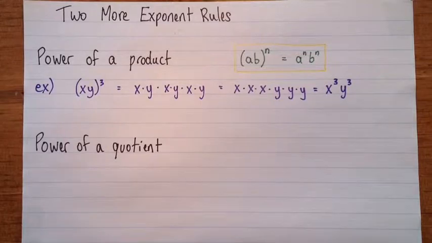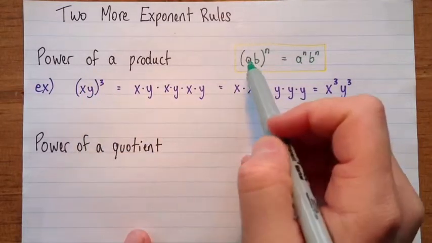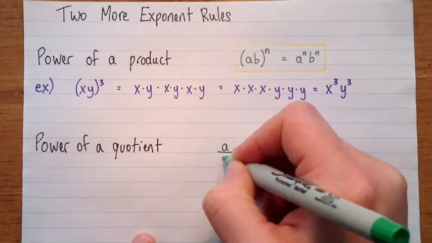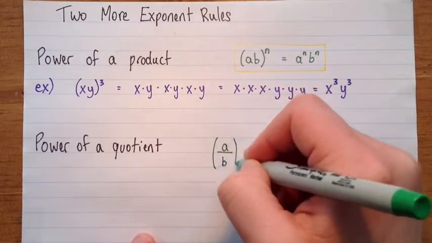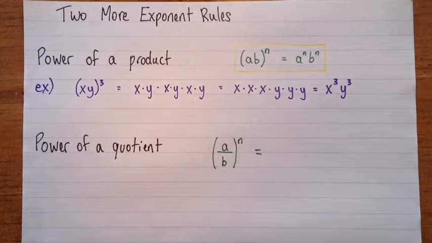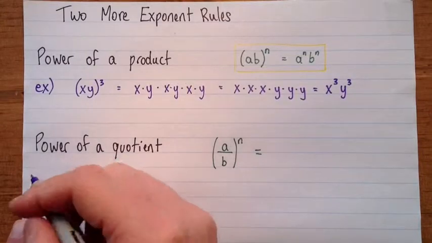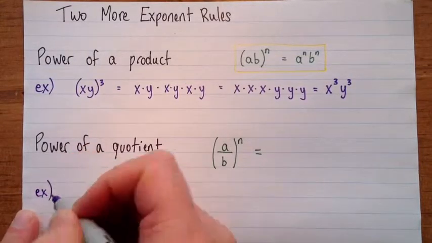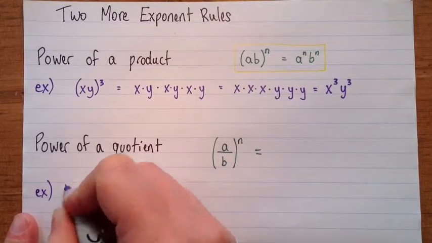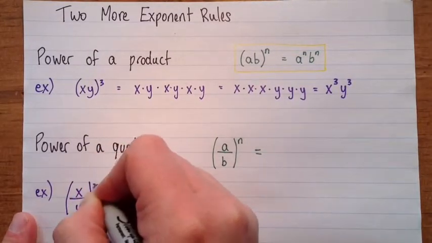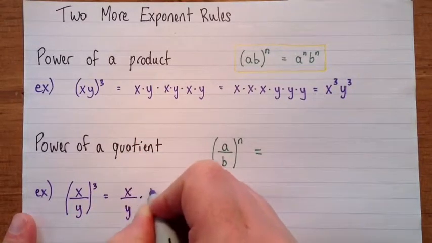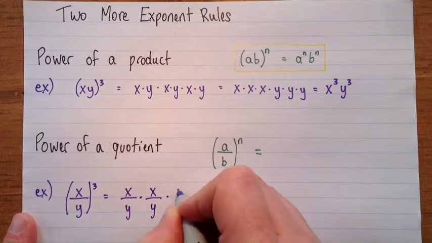So the power of a quotient, that's going to be really similar, except instead of multiplying our 2 things, we're going to be dividing them. So it might look like a divided by b to the exponent n. What does that equal? So say I'll do an example again in purple down here. Say I had x divided by y. Let's do it to the exponent 3 again. That's equal to x over y times x over y times x over y.